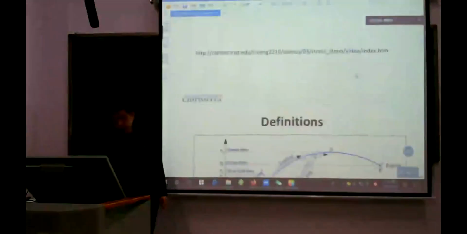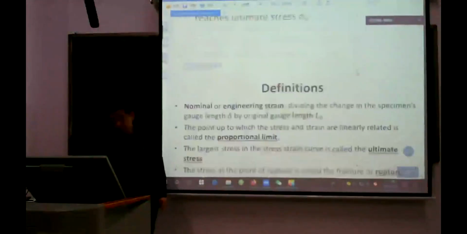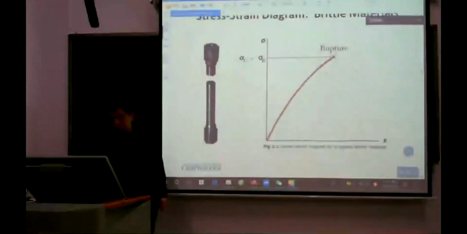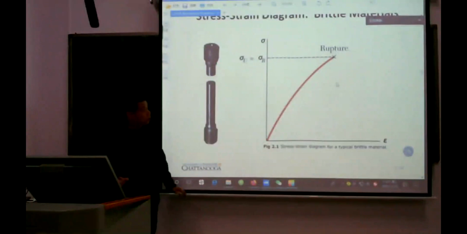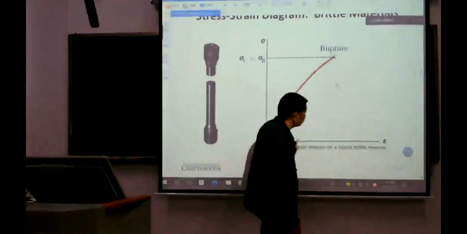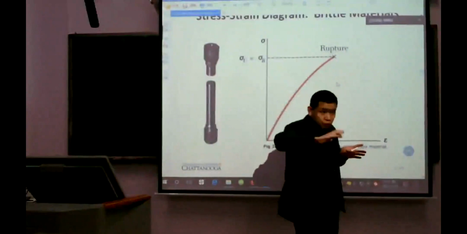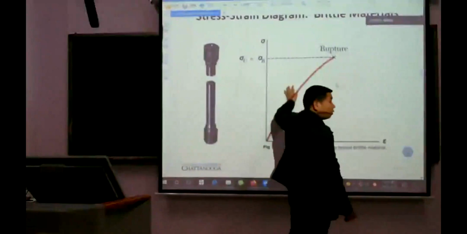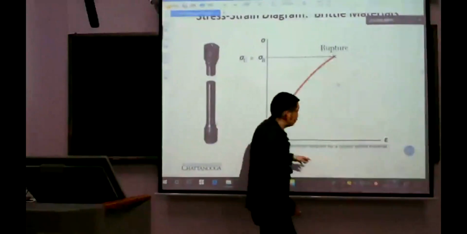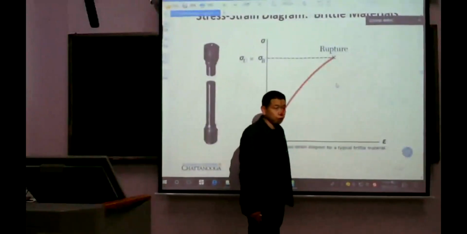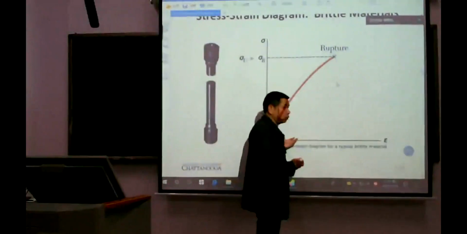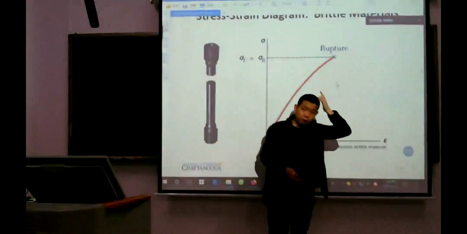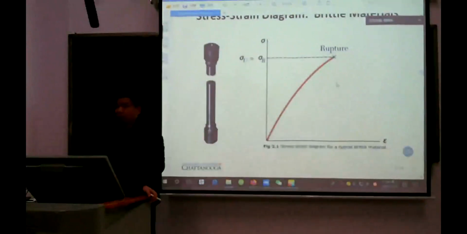But for brittle material, the deformation, it means the strain, is small, but the stress goes up very quickly. The deformation just has one part. Then rupture. This is brittle material.